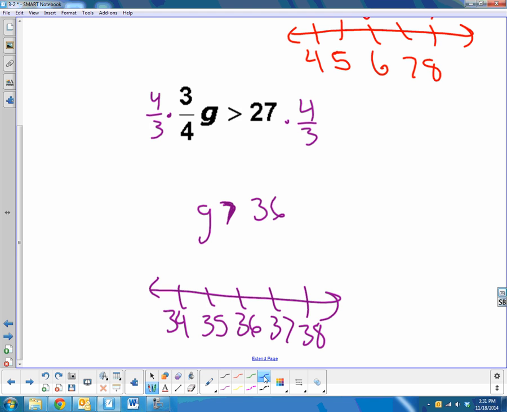G is greater than 36. I know that 37 and 38 are greater than 36, and I know that 36 is not a solution. 36 is not greater than 36. Hopefully at this point the solving should be the same as chapter 2. You should be very comfortable solving. Now it's a matter of using that inequality and graphing the inequality.